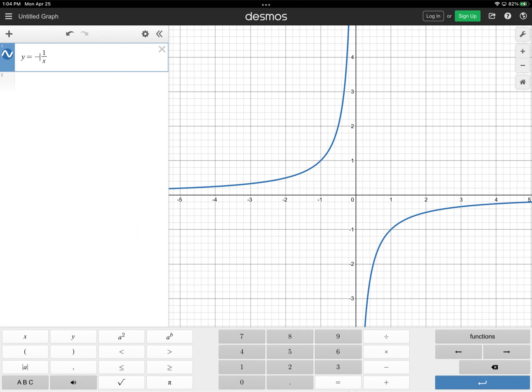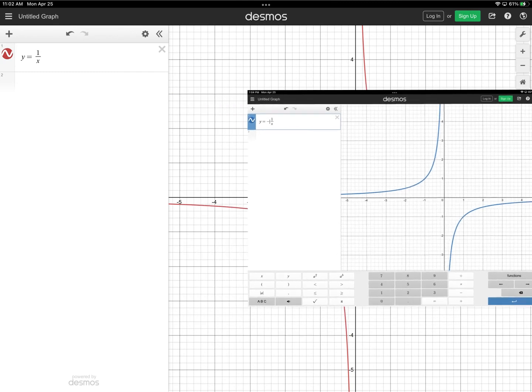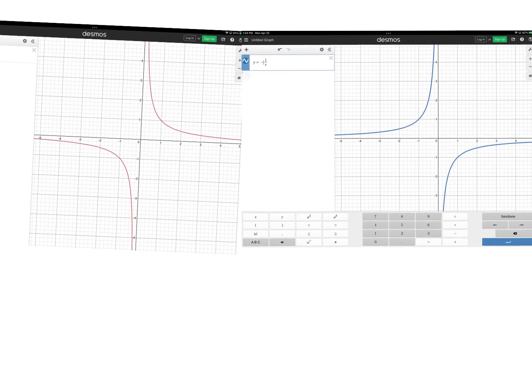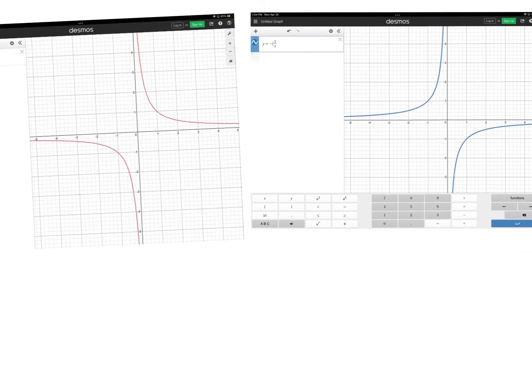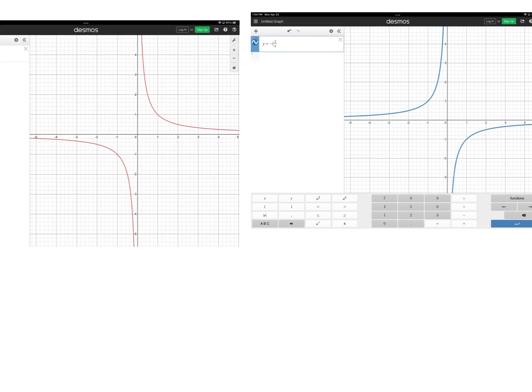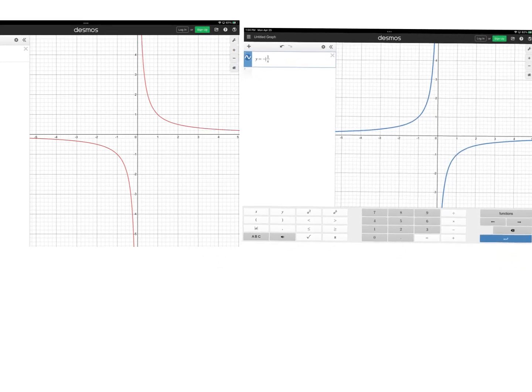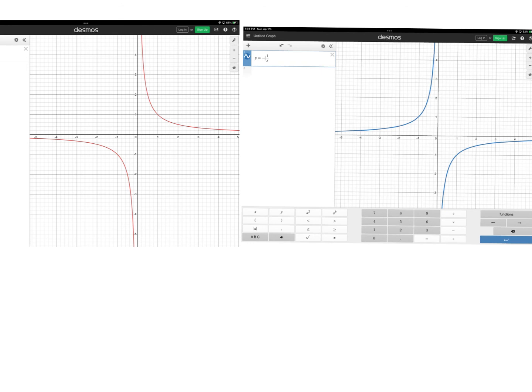So let me actually show both. I don't want to do them on the same screen because then it gets kind of confusing. But if you look at the original, it was down here, and if you reflect over the x-axis, it's going to be up here. That's why it's up here now.